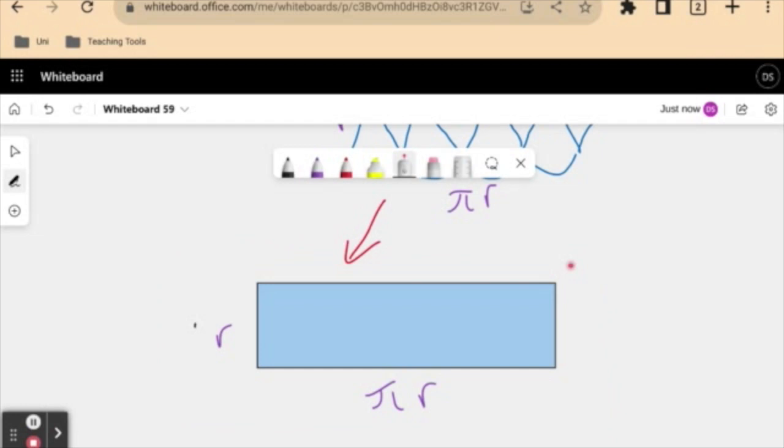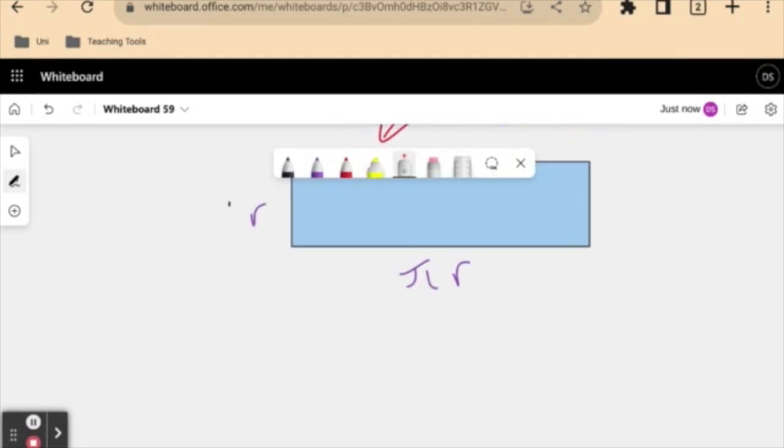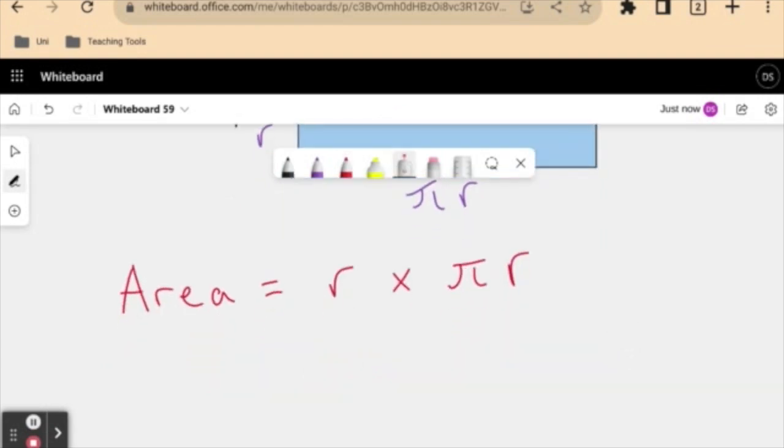So we know how to deal with rectangular areas. We just multiply this dimension by this dimension. So therefore, the area of our circle equals r times pi r. Now, we have like terms here, so we can simplify this and write it as pi r squared. And that is the area of our circle.